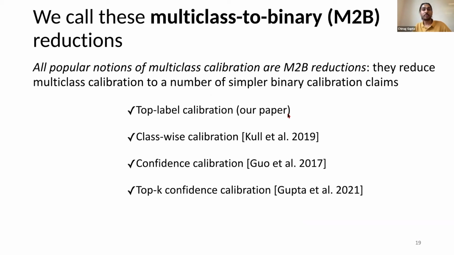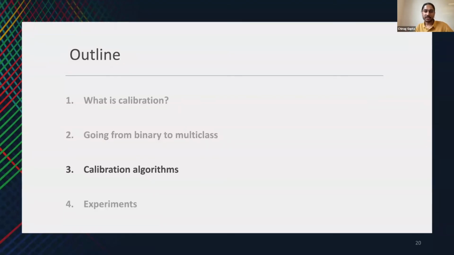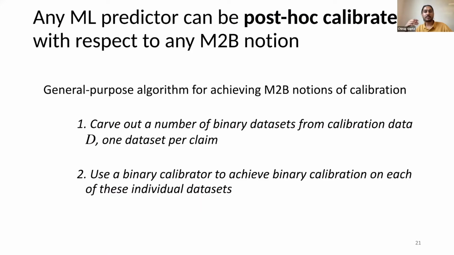Now we're going to move on to how you actually achieve these various notions of calibration, and that's calibration algorithms. As previewed in the binary setting, any ML predictor can be post-hoc calibrated, and it can be done with respect to any M2B, or multiclass-to-binary, notion. This gives you almost a recipe for doing it. The moment you've written down a bunch of binary claims, you can try to satisfy them one by one. The overall recipe is that you carve out a number of binary data sets from the overall multi-class calibration data set.